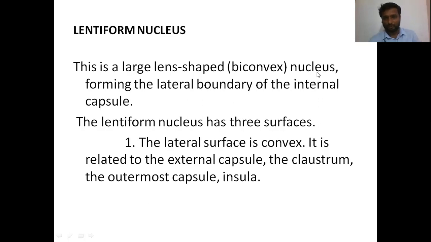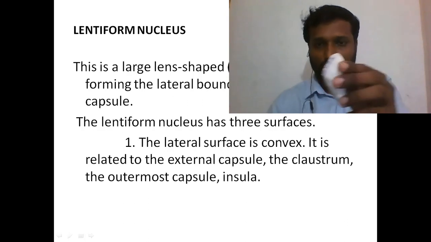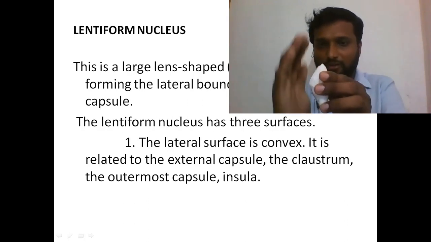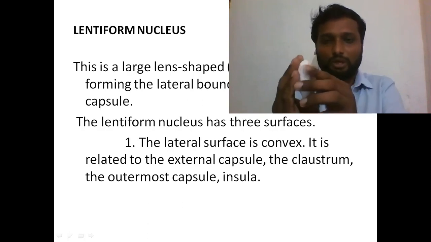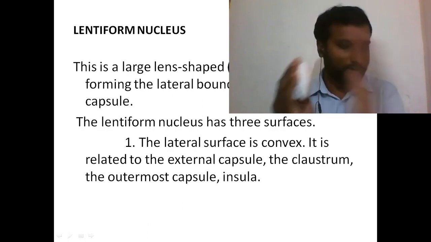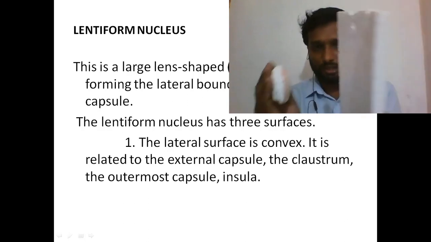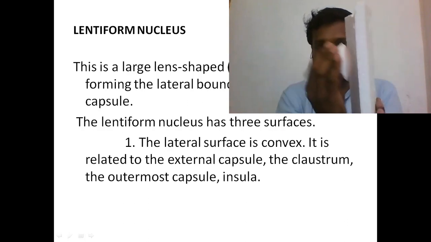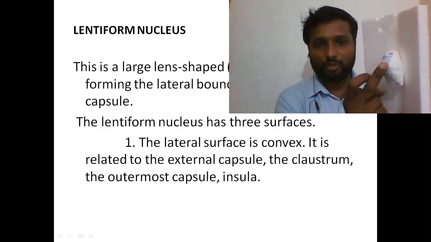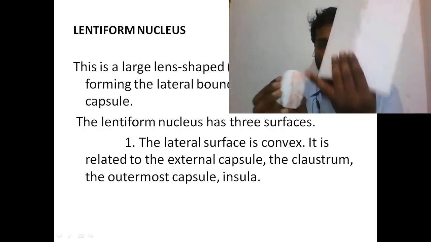See, this is the lateral surface, and lateral to the lateral surface we have the external capsule. The medial surface is related to the internal capsule, no doubt. This is the internal capsule. The medial surface, this orange colored area, is related to the internal capsule. This is the arrangement. The relation of the medial surface need not be learned by heart.